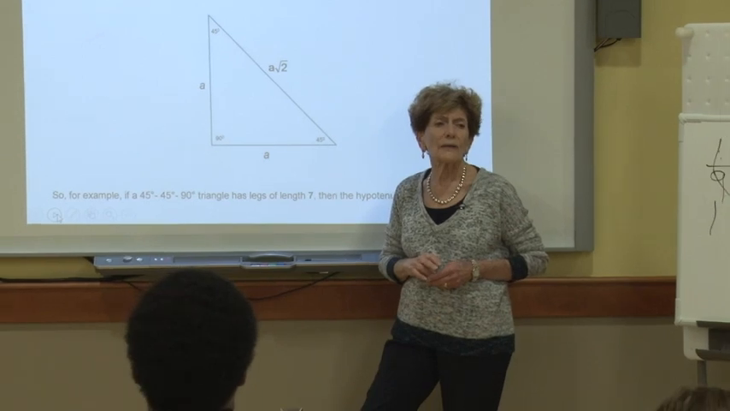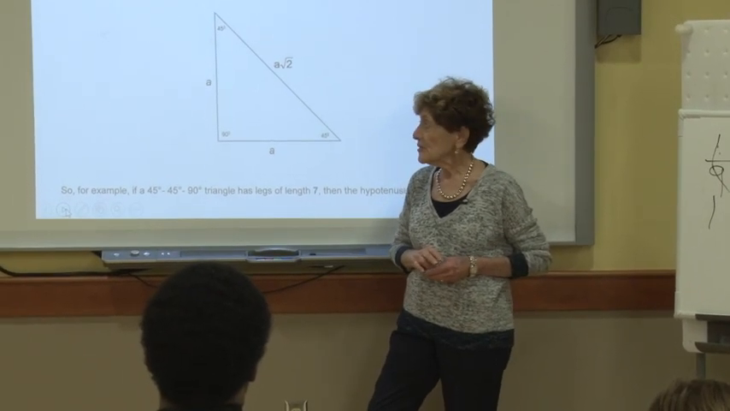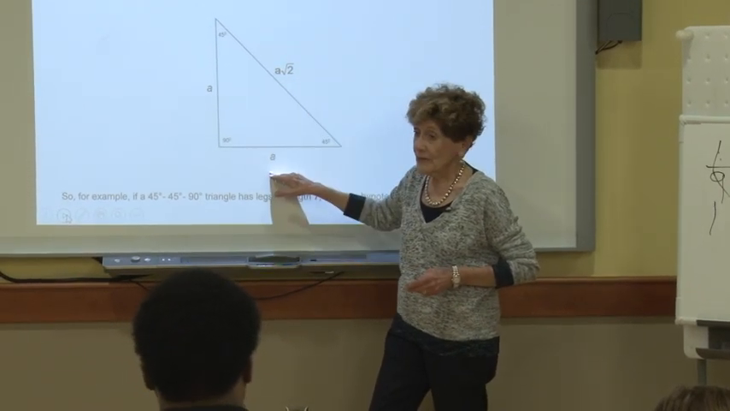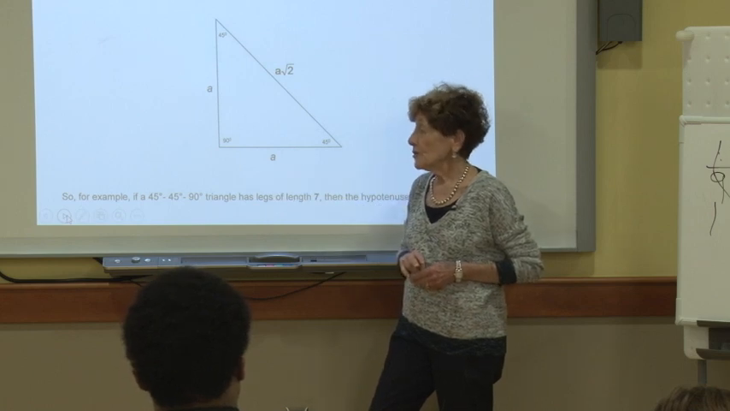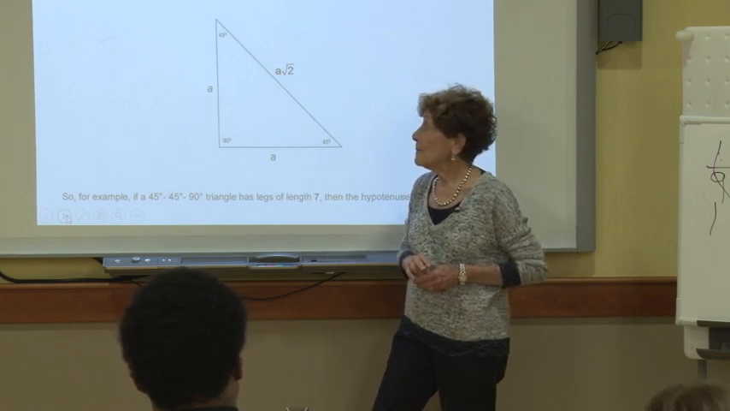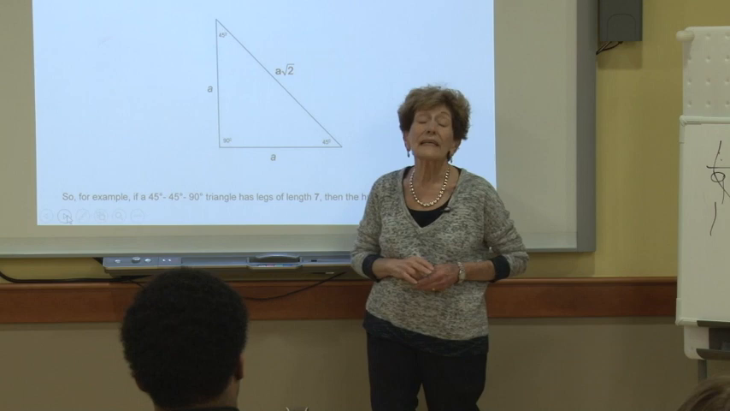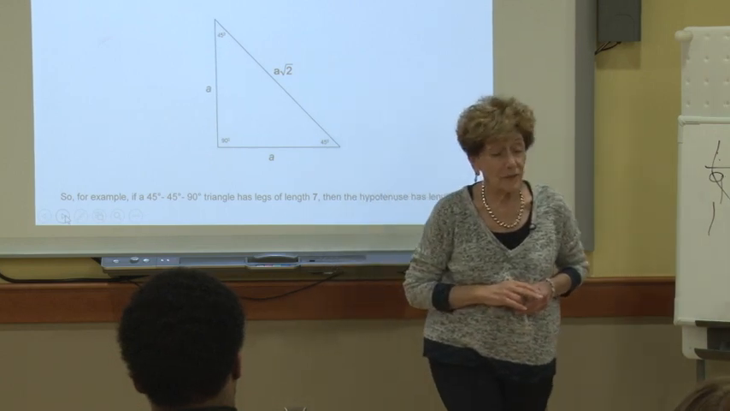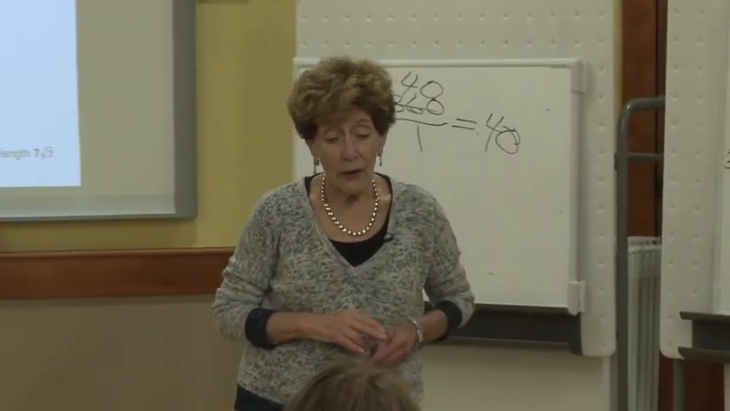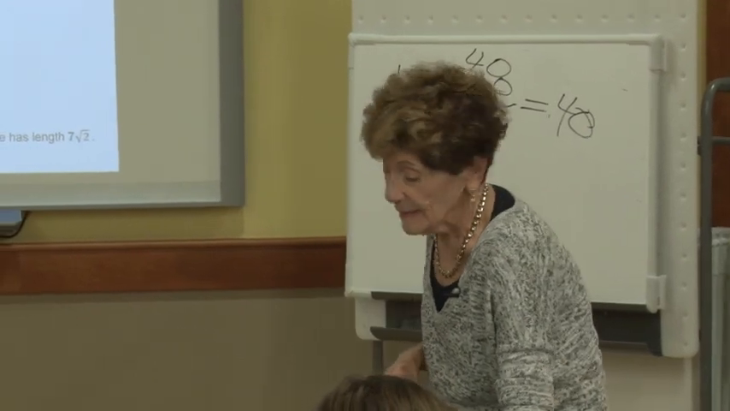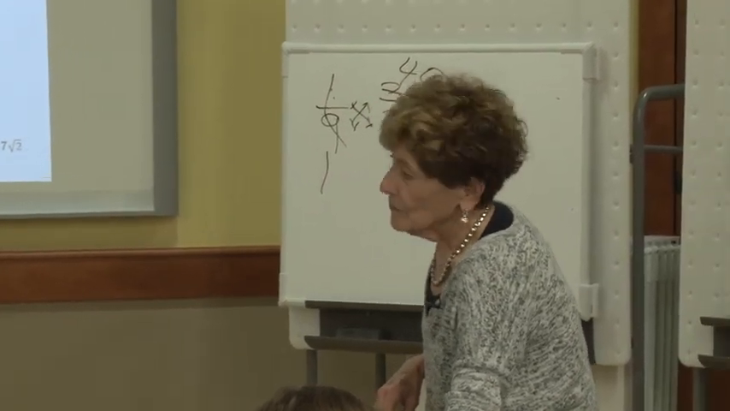You multiply whatever he is by the square root of 2 to get the hypotenuse. How do you undo multiplication? Division. So you would divide by the square root of 2 to go backwards. And you need your 45, 45, 90, and 30, 60, 90 on this test.